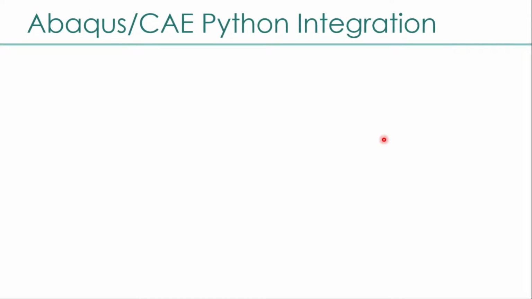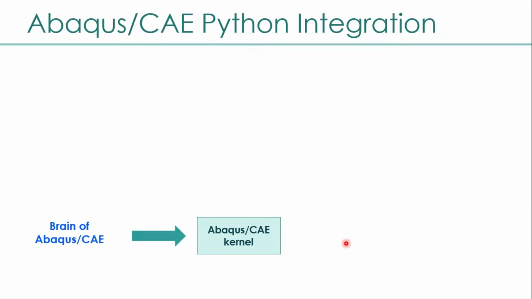Now let's see how Python is integrated with Abaqus CAE. Here we will see how Abaqus CAE works. First of all, the Abaqus kernel. The Abaqus kernel is the brain of Abaqus CAE. That means it takes all the inputs from the user. Whatever action you are doing in Abaqus CAE or through various other methods, all these actions are actually carried out by the Abaqus kernel. That's why it is the main component of the Abaqus CAE workflow.